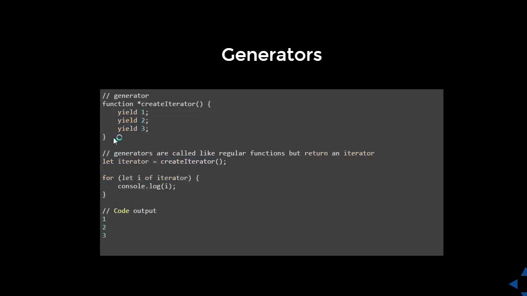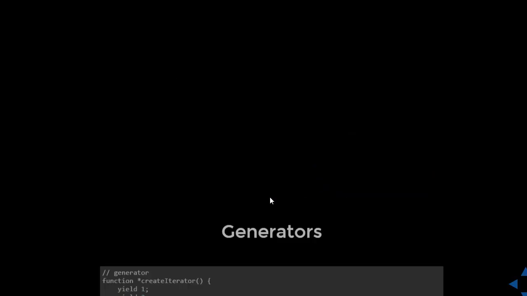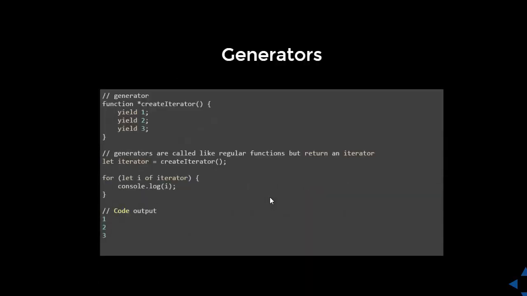This generator function is yielding the values 1, 2, 3. The yield keyword is like a return statement here. Now let's talk theoretically. Generator functions are indicated by inserting an asterisk after the function keyword. The yield keyword is used inside the generator function to specify the value that the iterator should return when next is called. So how is this generator function returning me 1, 2, 3?